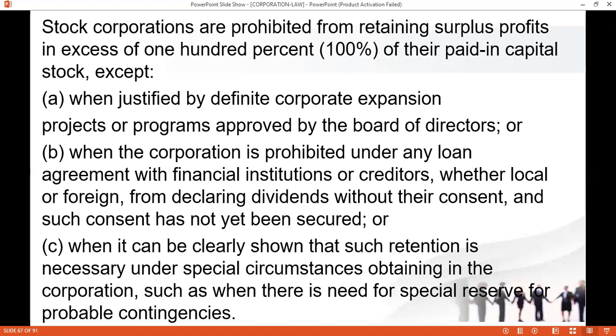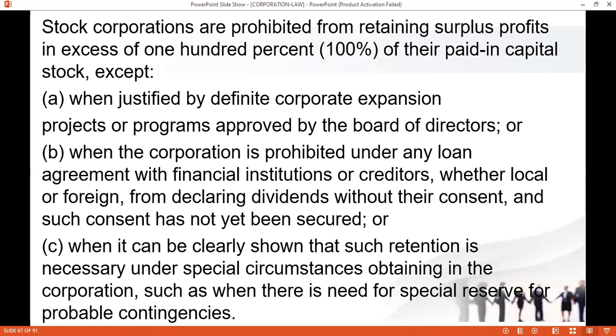An ultra vires act is one committed outside the object for which a corporation is created, as defined by the law of its organization and therefore beyond the power conferred upon it by law. Remember that the corporation has three kinds of powers. We have express, implied, and incidental power.